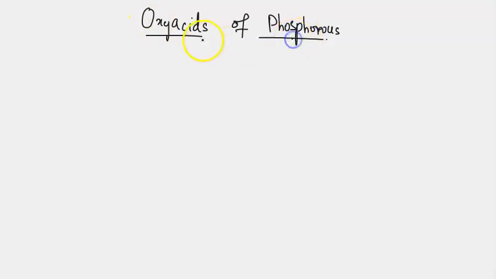Phosphorus can form 10 different types of oxyacids, which are categorized into 3 different series, that is Us series, Ic series and Peroxy series, because the names of the compounds end with Us, Ic and Peroxy. So let us learn the oxyacids of phosphorus and try to remember them in an order.